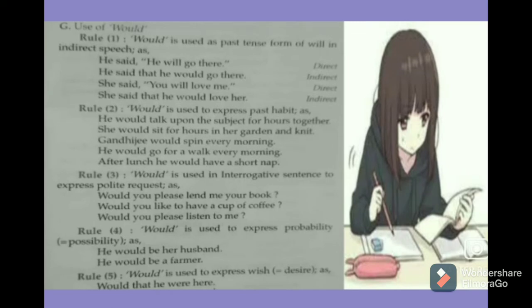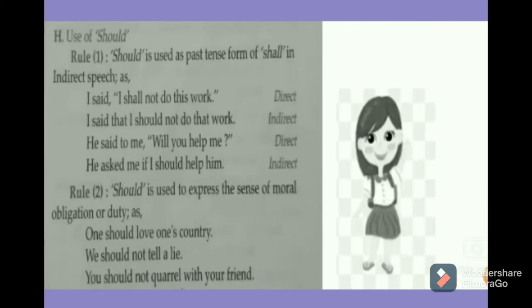Okay, now children, let's see rule number 4. Would is also used to express probability, means possibility. Let's see the examples. He would be her husband. He would be a farmer. Okay. Rule number 5. Would is used to express wish also. Would that he were here. So children, we have seen about would. Now let's see the next one.